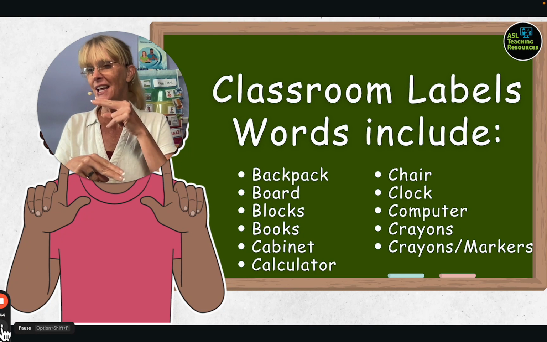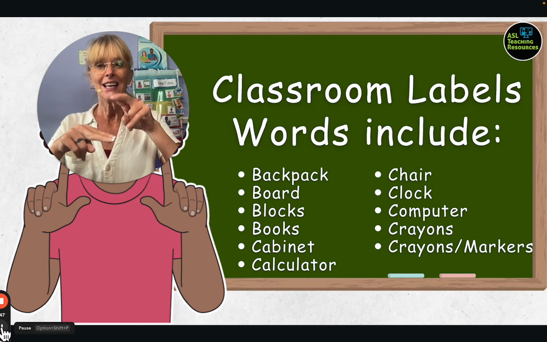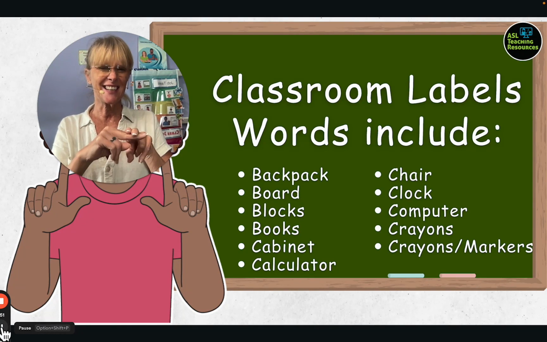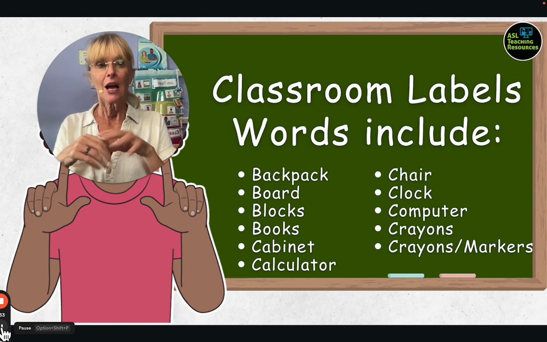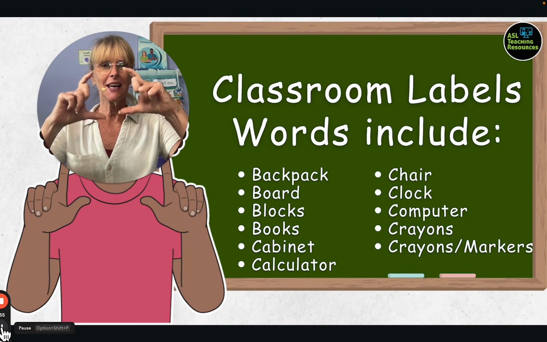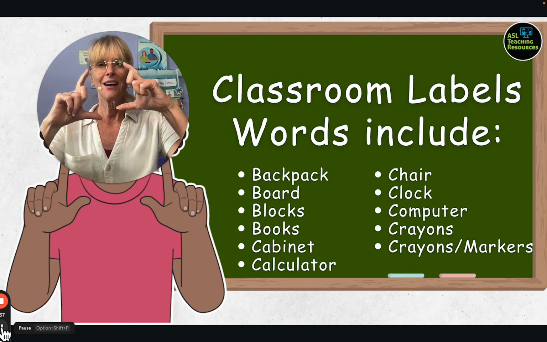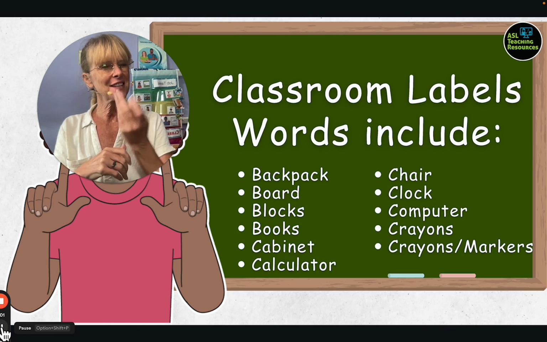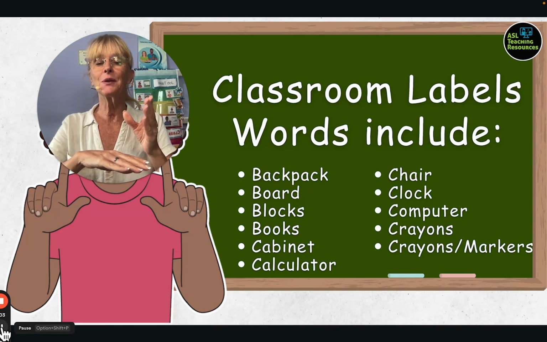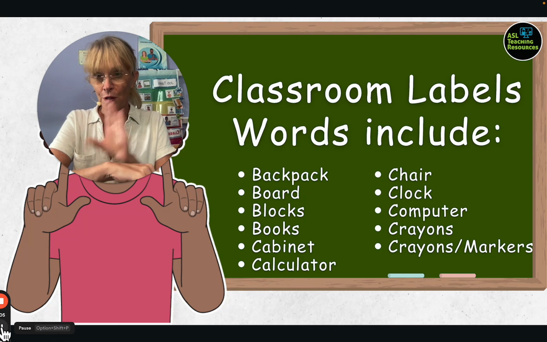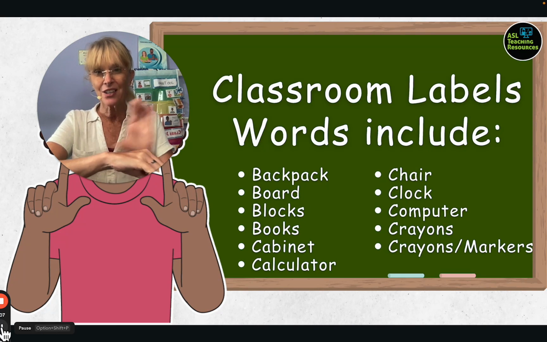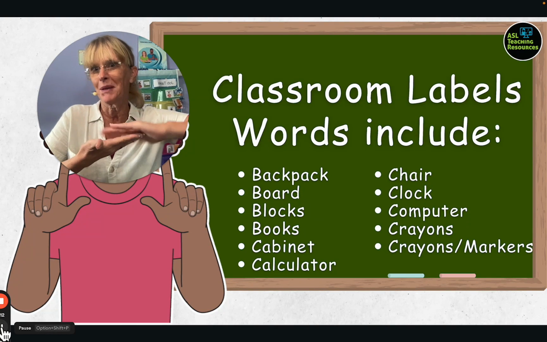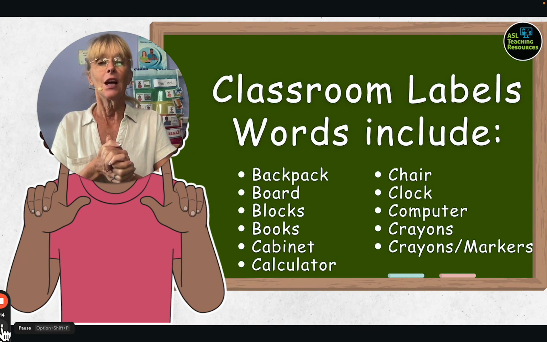Chair. This is a noun verb pair again. Chair, 2 times. This is to sit. Clock. We do time and then the shape of the clock. Computer. There are several signs for this one too, but we do computer with a C hand, like in a circle, and this would be laptop, just the extra one there.